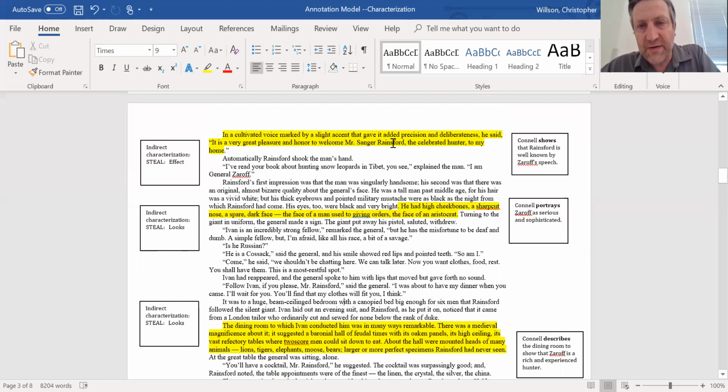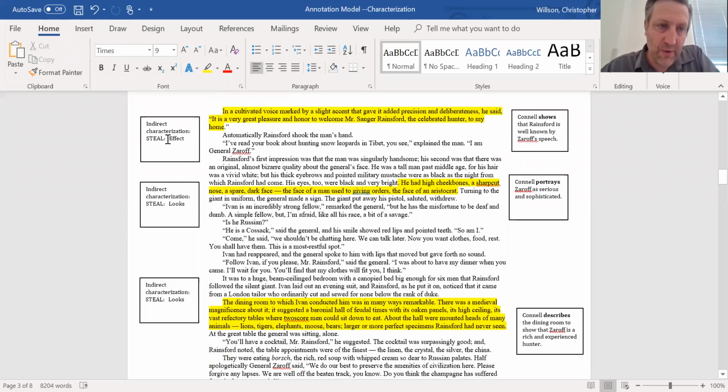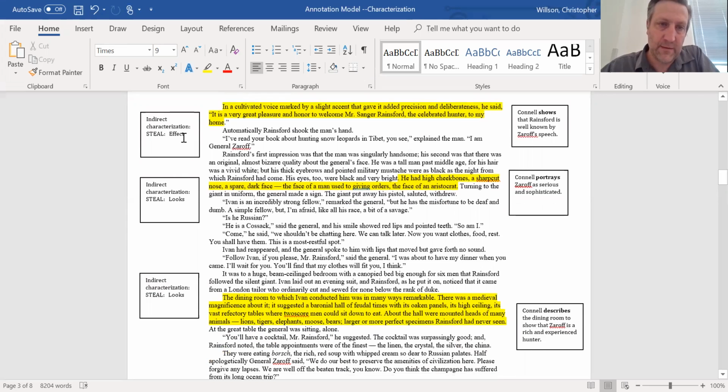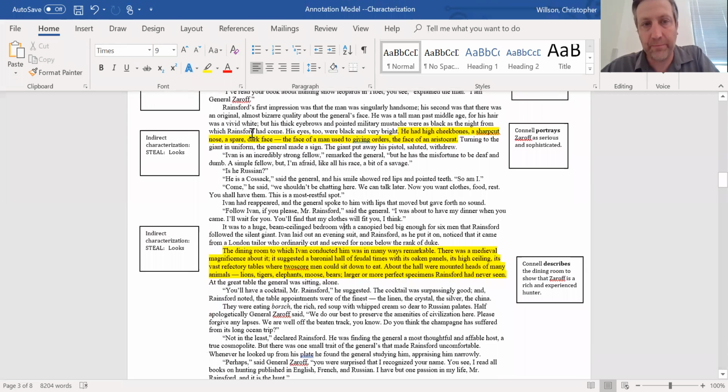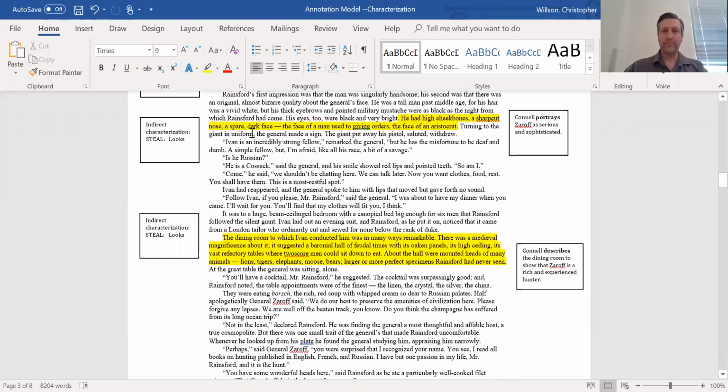However, what this is telling us indirectly, the effect on the character, is that Rainsford is so famous that other people know about him. So through Zaroff's speech, we know that Rainsford is a pretty renowned hunter, to the point that people who have never met him know who he is. So that's showing the effect that Rainsford has on other characters. He's renowned. Other people know about him.